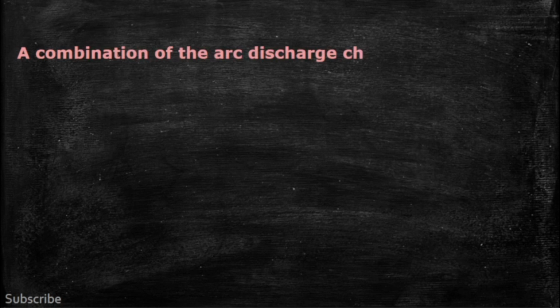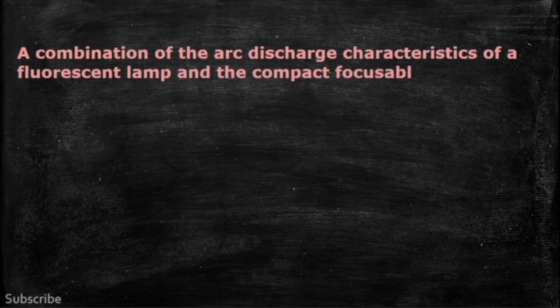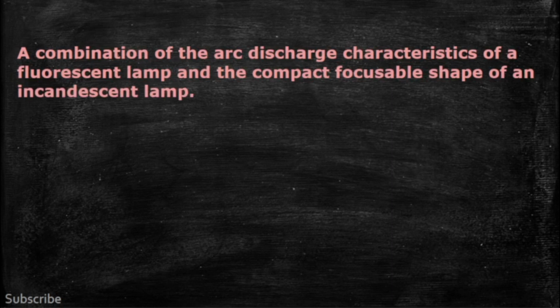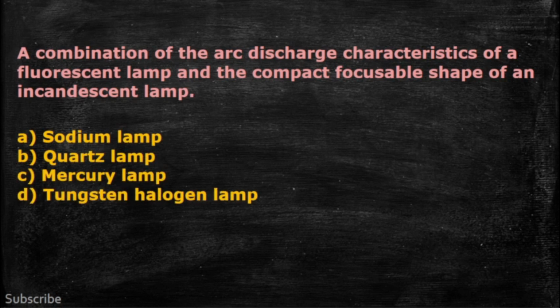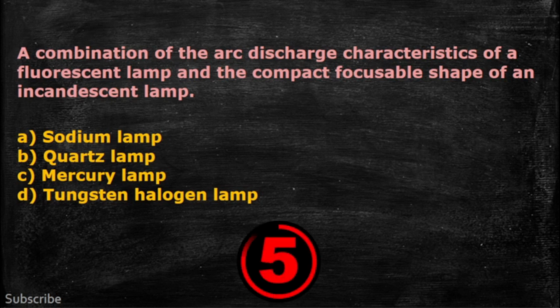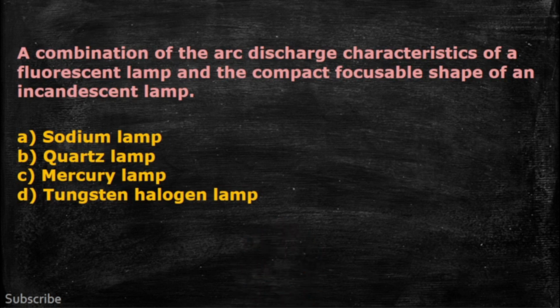Question number 22. A combination of the arc discharge characteristics of a fluorescent lamp and the compact focusable shape of an incandescent lamp. A. Sodium lamp, B. Quartz lamp, C. Mercury lamp, D. Tungsten halogen lamp. The correct answer is letter C. Mercury lamp.